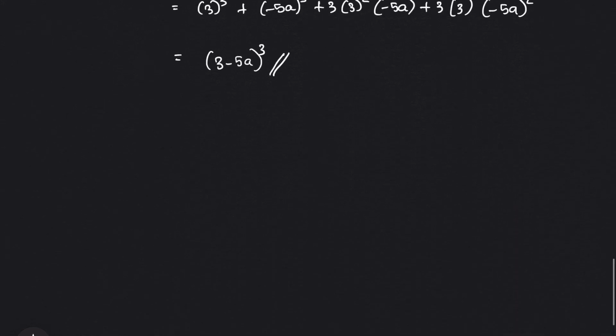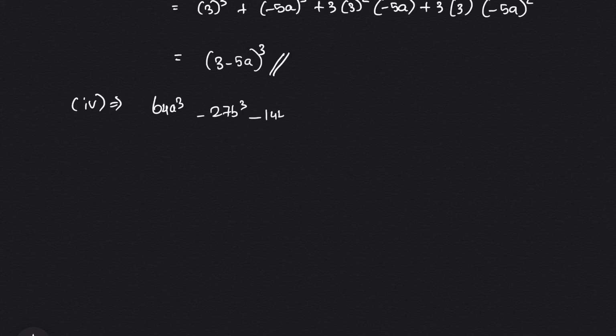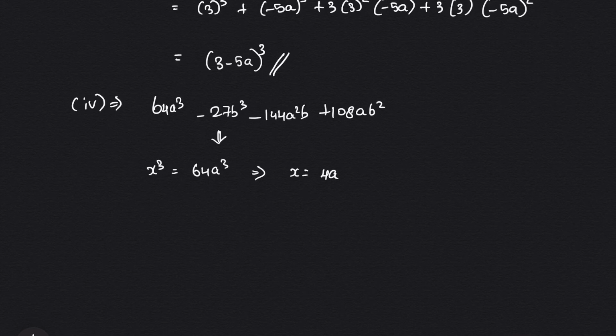Now move to the fourth one. The question is 64a cube minus 27b cube, then minus 144a square b plus 108a b square. So again comparing the general term. So x cube position is like 64a cube. So therefore the value of x equal to 4a.